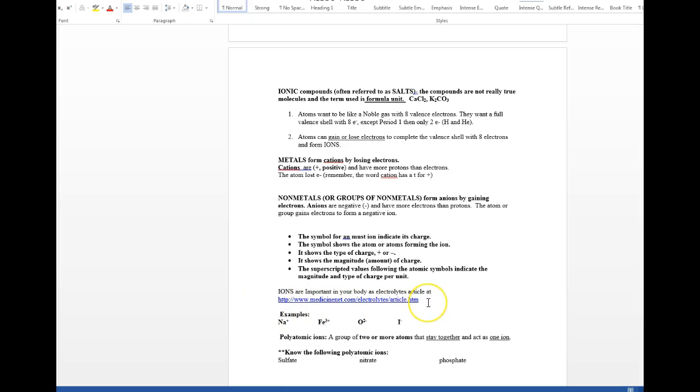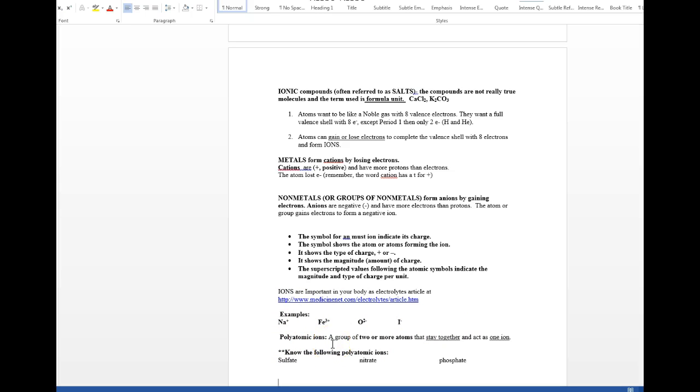And you've got another website here that you can go to and look at an article about electrolytes. So the example here is sodium plus 1. This is iron plus 3. This is oxygen 2 minus. This is iodine 1 minus. Okay, so those are single ions.